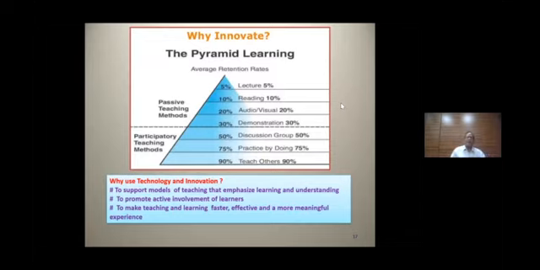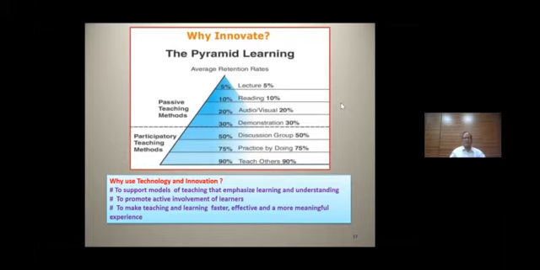Now, if you look at the average retention rates, I have indicated here, the retention rates start from 5%, then go to 90%. With passive teaching methods, a lecturer going to the classroom and teaching some subject to 60 students or 70 or 100 students, the retention will be very low, maybe maximum 30%.